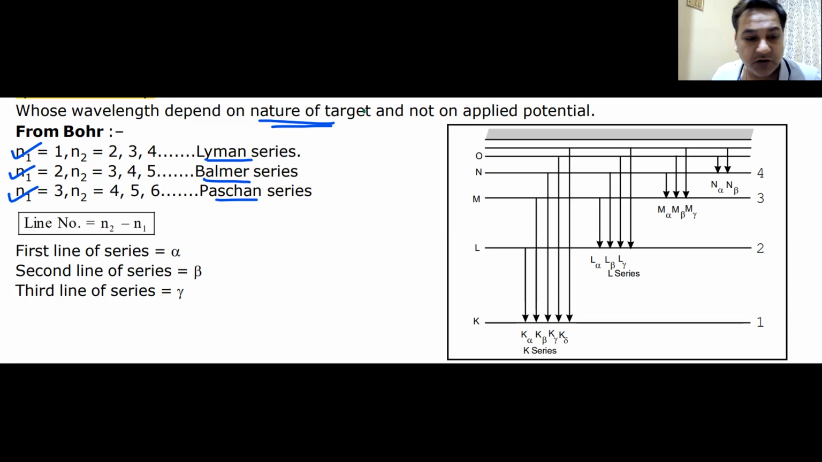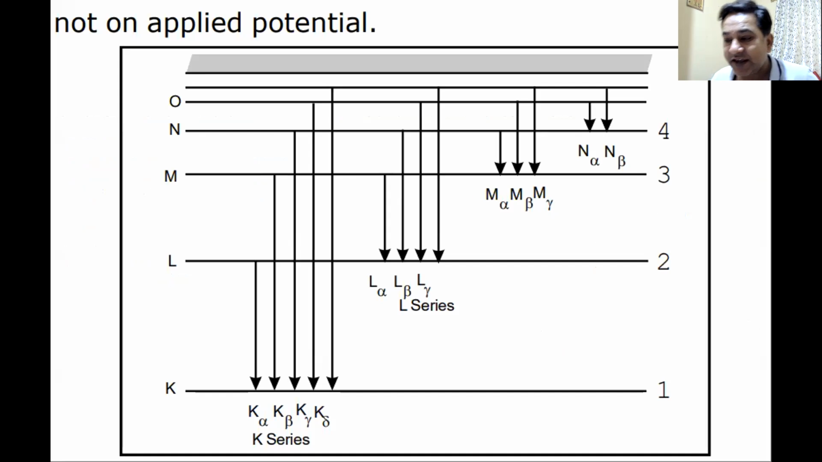Now, this is what is going to happen when we have vacancies in the lower shell. What happens if I knock out an electron from the K shell? Then there will be a vacancy in the K shell, the K series. Electrons will be jumping from higher shells. Yes or no? Yes, sir.